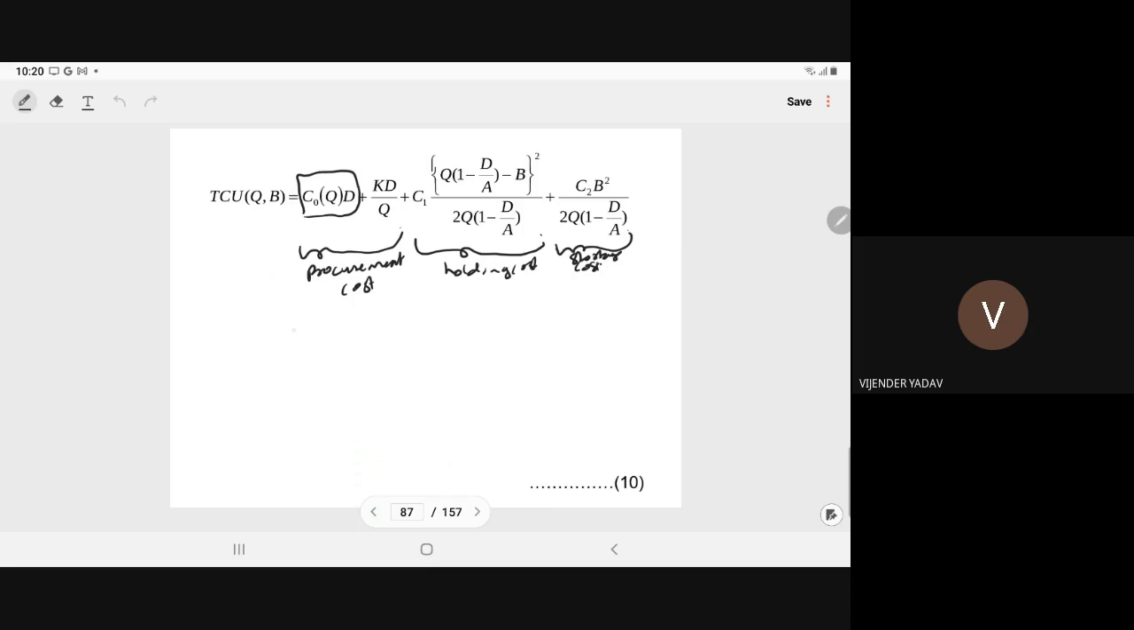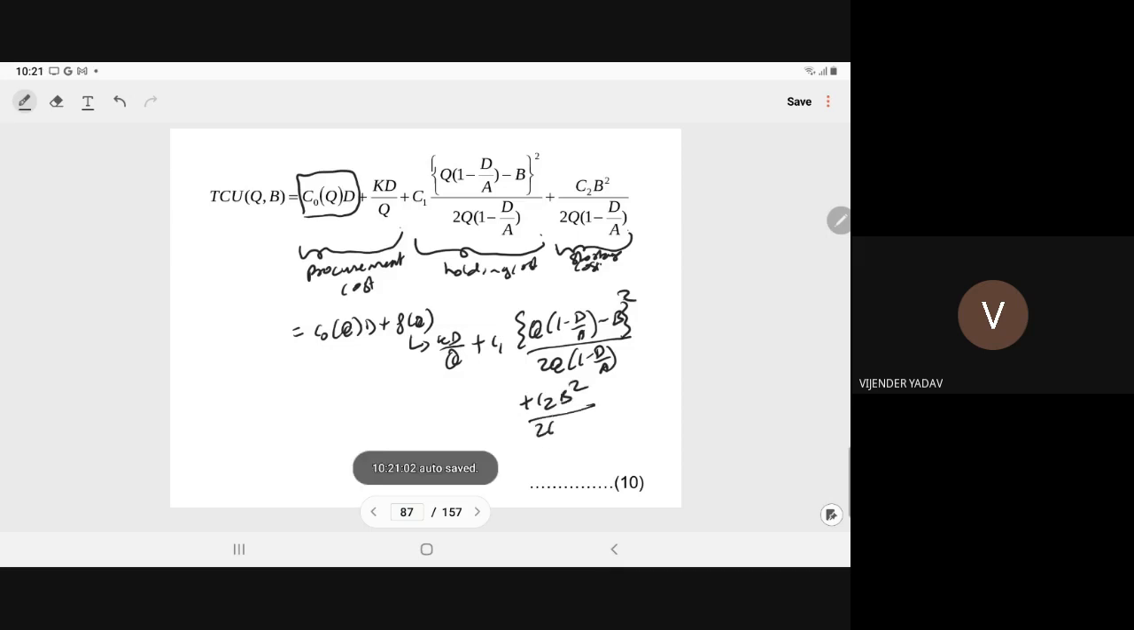In this case, what we can write, this can be written as C naught Q into D plus FQ, where FQ is KD upon Q plus C1 into Q1 minus D upon A minus B whole square minus B whole square upon 2Q1 minus D upon A plus C2 B square upon 2Q1 minus D upon A.